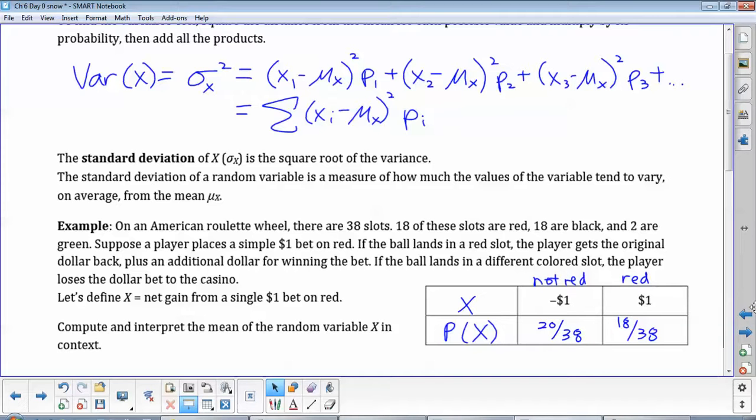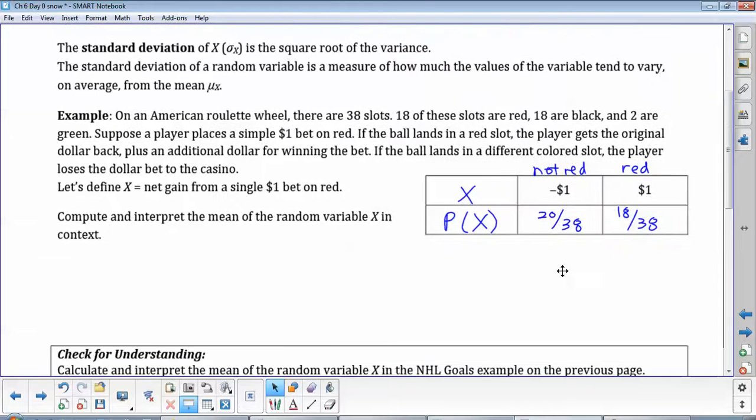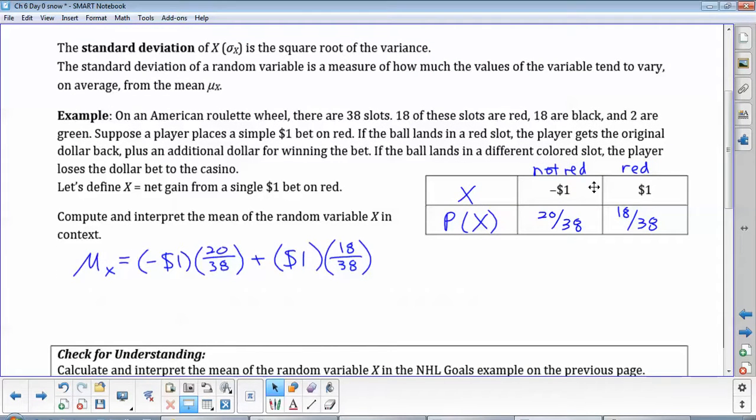So let's go ahead and compute and interpret the mean of the random variable here. In order to find the mean, which is your expected value, I would take each number and multiply by its probability. So I take the negative 1, multiply by its probability, and the 1 and multiply by its probability, and then add those numbers together. Here I'm showing my work: negative $1 times 20 over 38 plus positive $1 times 18 over 38. Of course you do that in your calculator and you find that it equals negative 5 cents. So that's the compute part.